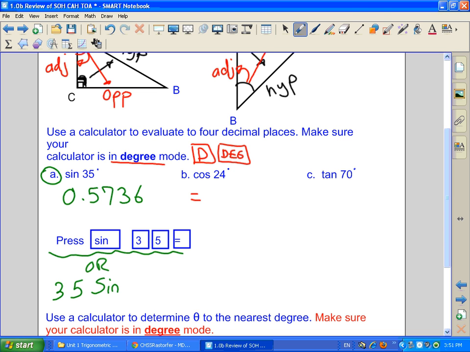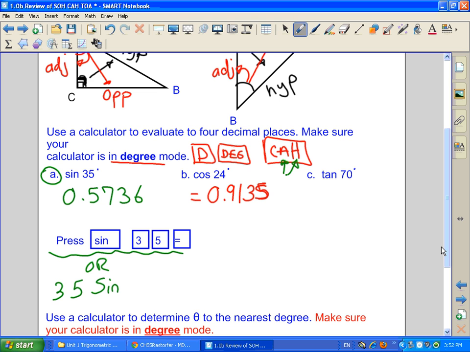Example number 2 is cos 24, so press cos and then 24 equals 0.9135. Okay, you're going to say, great, Mrs. R, but what the heck does that mean? Just remember that cos belongs to the CA part of SOHCAHTOA, right? What does that mean? It means that the adjacent side is 0.9 times the length of the hypotenuse. So it's a ratio comparing those two side lengths, the adjacent and the hypotenuse.